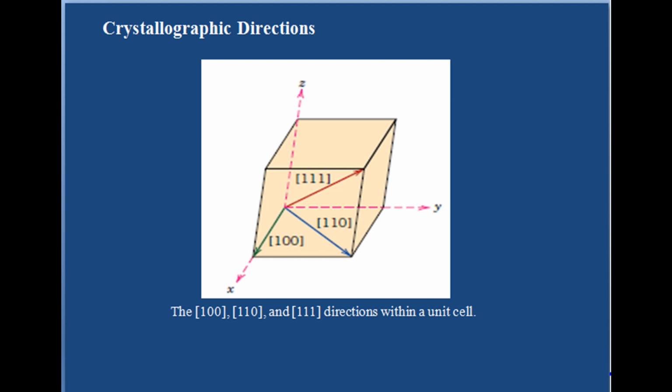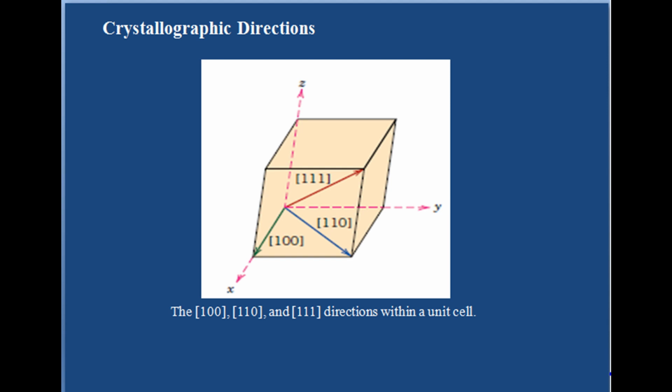Second, the length of the vector projection on each of the three axes is determined. These are measured in terms of the unit cell dimensions a, b and c. This is our second step. Third, these three numbers are multiplied or divided by a common factor to reduce them to the smallest integer values. This is the third step. And the fourth one, the three indices, not separated by commas, are enclosed in square brackets.